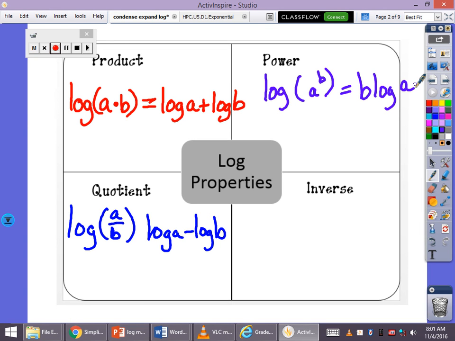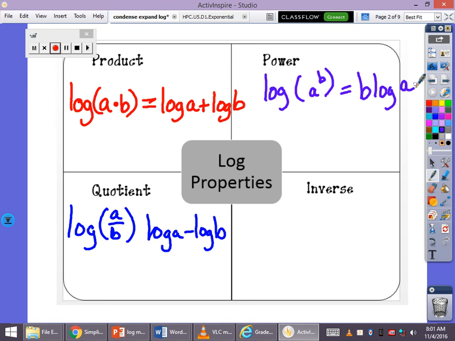These types are going to be very important next year when you do derivatives, because derivatives are very similar. Okay? All right? We are going to focus on these three today. We will do inverses and the change rule next time. All right. So let's look at some examples.